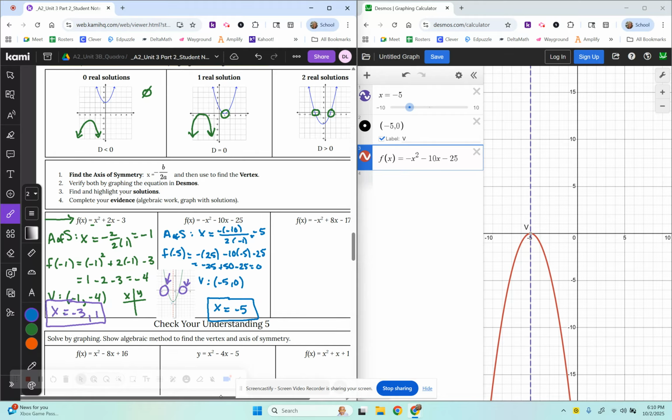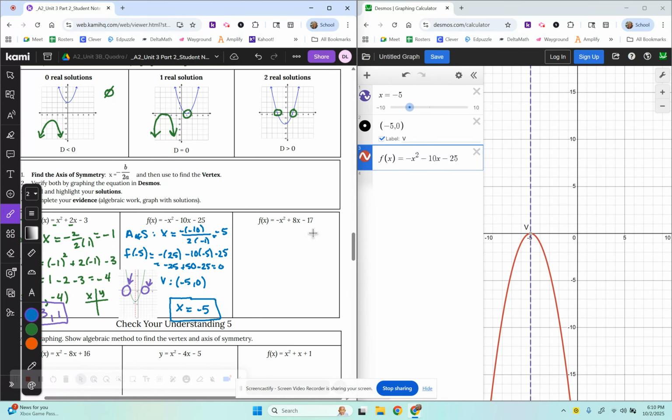This next one is our last one. Same thing here, guys. Let me switch colors one more time. All right, so my axis of symmetry, x equals -b, so -8 over 2a, which is a -2, so this is going to be 4. My vertex is at f of 4, so this is a -4 squared, plus 8 times 4 minus 17. So this is negative, and then 4 squared.